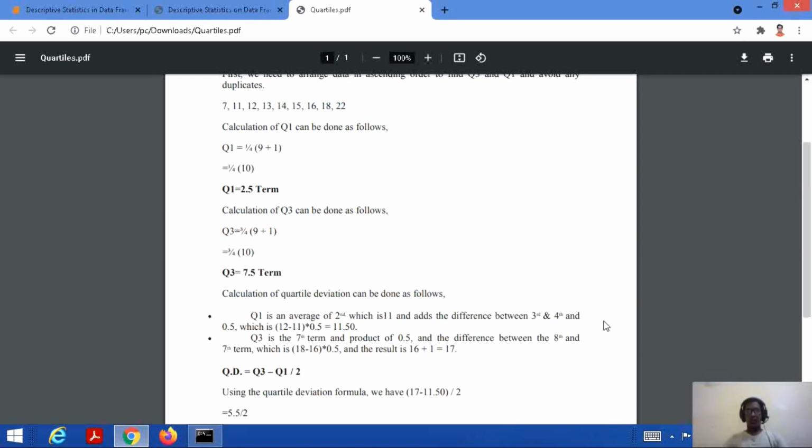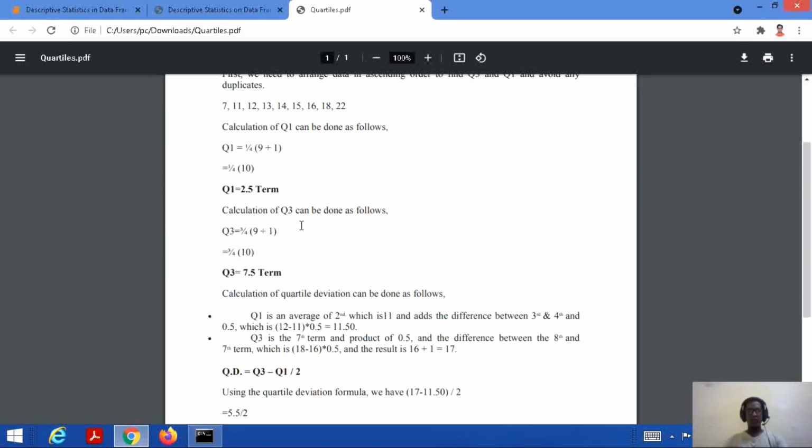So in order to calculate Q1 and Q3, we need to apply certain formulas. See, Q1 is an average of the second term, whose value is 11 here. Actually, we are getting Q1 as the 2.5th term, but there is no exact 2.5th term. We have the second term. So if we need to calculate the first quartile, we need to apply a formula: we will take the difference between the third and the second term, and then multiply it with 0.5.